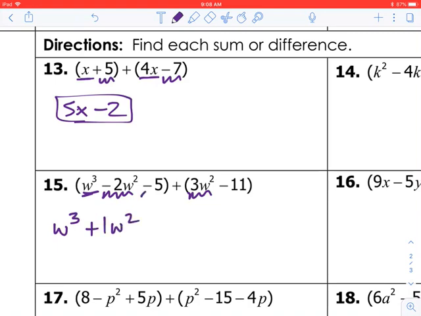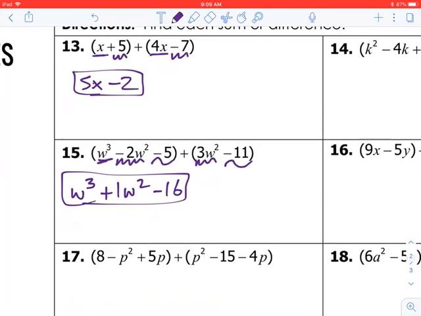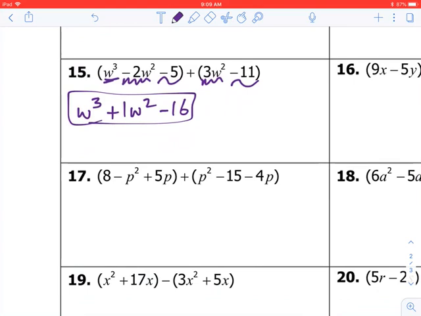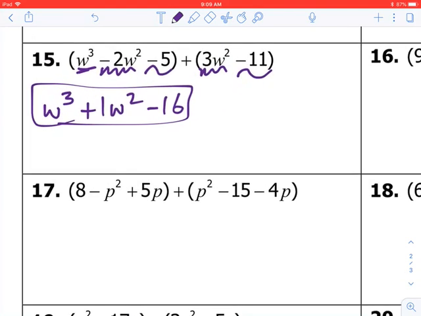And then we've got negative 5 plus negative 11, which is negative 16. And there we go. If you start from the highest to the lowest, you don't really have to put it in standard form because it already will be.